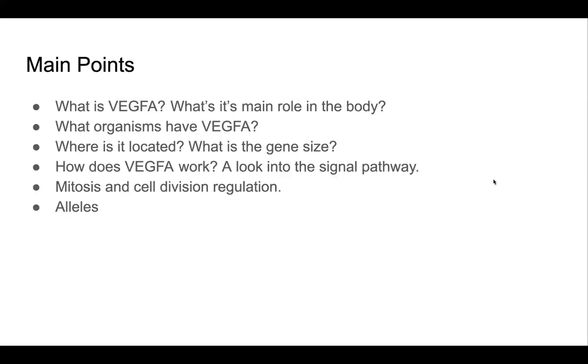Okay, so for my project, I chose VEGFA. During this presentation, we're just going to go over what VEGFA is, the main role in the body, the organisms that have it, where it is located, gene size, how it works, and the signal pathway. And with that, we're going to look at mitosis and cell division regulation. And we're only going to look at one allele because that's the one that was most well researched and had a clear phenotype for that specific allele.